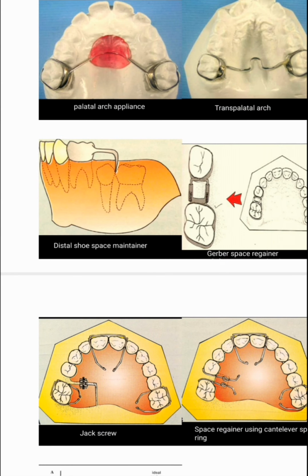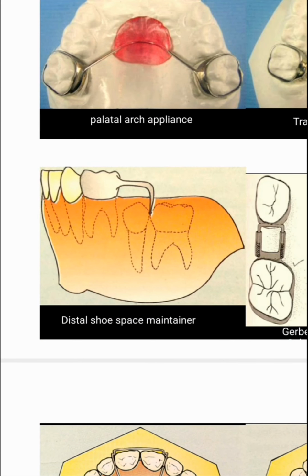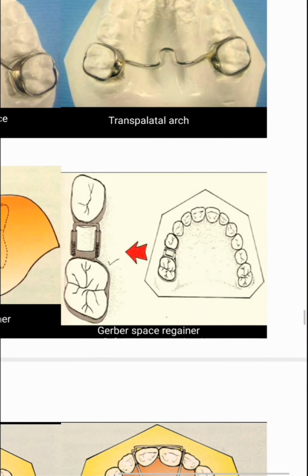Let's now continue with our ortho image based discussion. So, this is the Digital Shoe Space Maintainer. It is also called Eruption Guidance Appliance or intraalveolar appliance, as seen in the diagram. It is used in case of early loss of second molar, ectopic eruption of first molar, or in case of ankylosed second molar. The primary second molar guides the eruption of the permanent molar in this appliance.